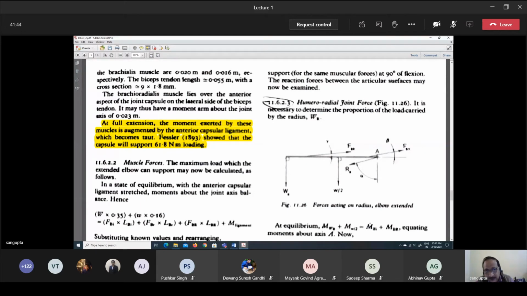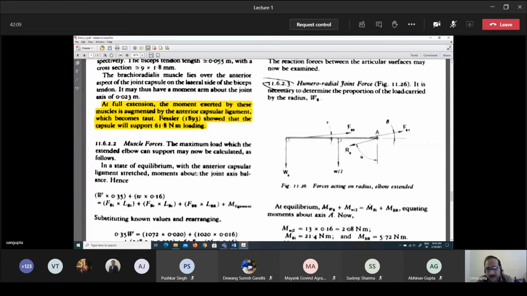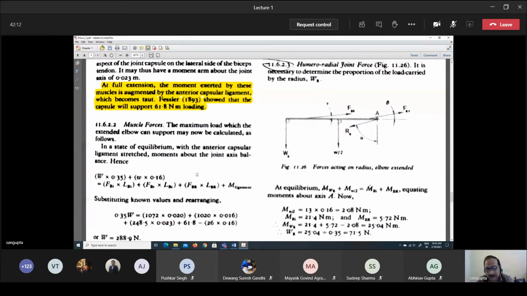The contribution of this ligament was, long back, quantified to an extent, and was found out to be about 61.8 Newton meters of loading. Now this data was further used in the equilibrium equation, and you can see it here, M ligament.